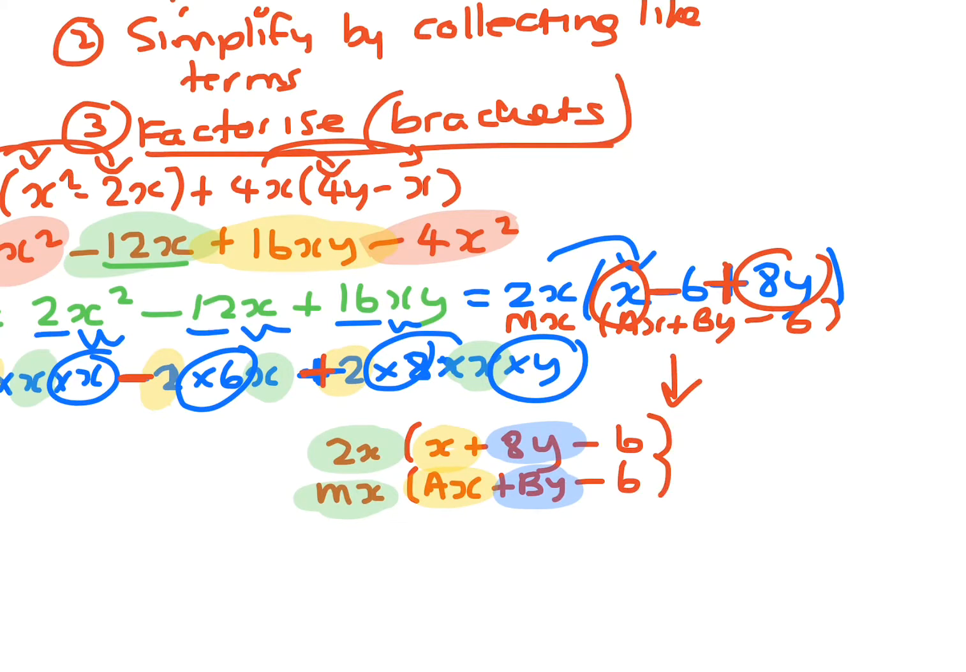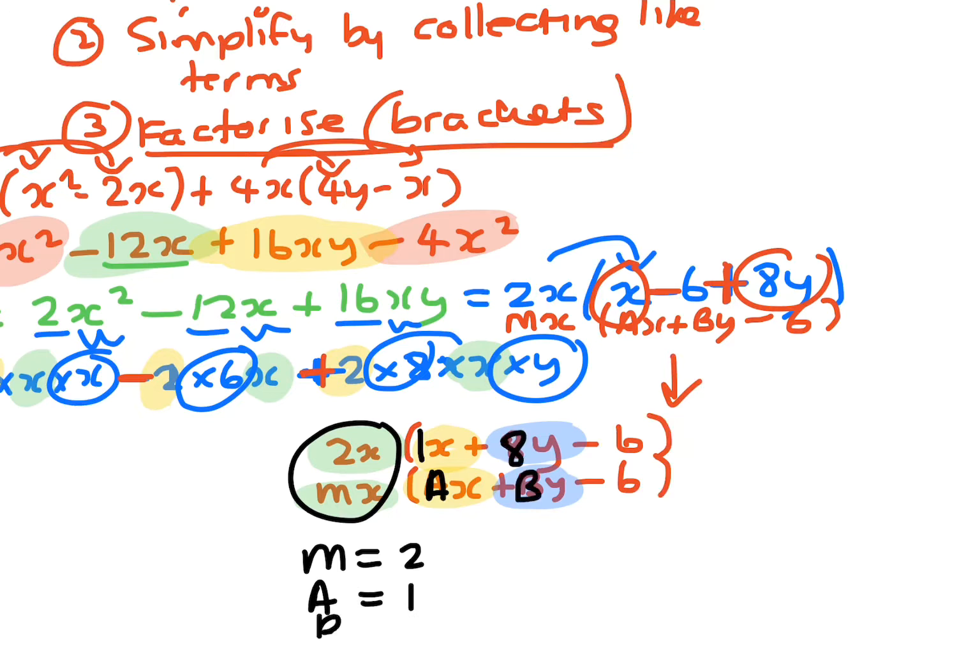So now when I compare these, you can see m will equal 2, that's there. This has a 1 in front even though it's not there, so the a must equal 1, and then you have the 8 and the b, so the b must equal the 8.